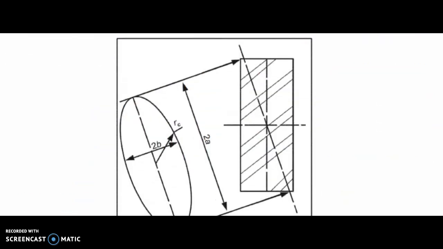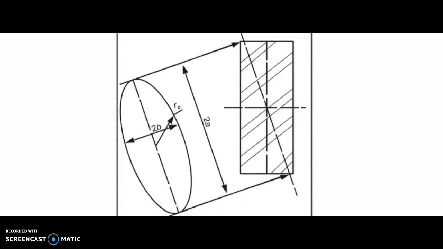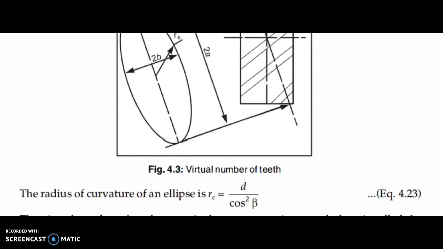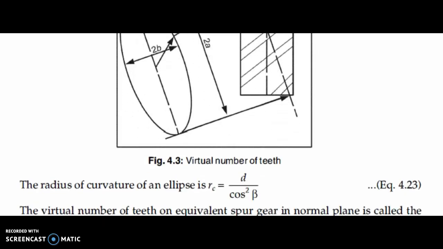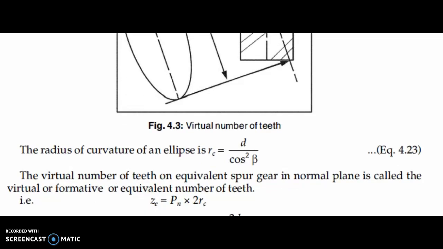That means you can see the cross section from here. It is in the form of an ellipse. That is what the writing shows, and we can take the number of teeth here. That will be considered as the formative number of teeth or virtual number of teeth. We can denote it as Zv. And the radius of curvature of an ellipse we can take from that figure, that is Rc is equal to d divided by cos square beta.